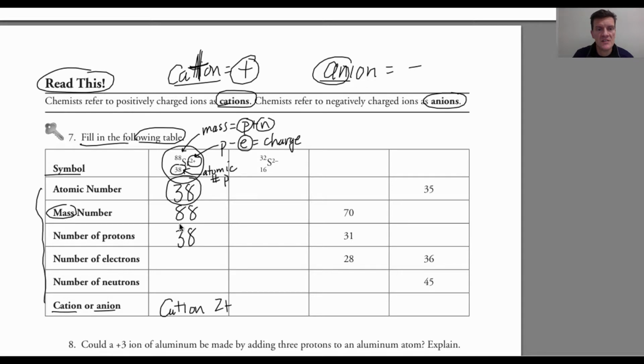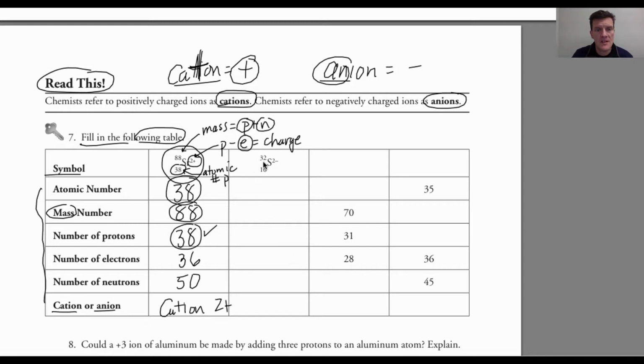Number of electrons: since 2 plus is our charge, we have 2 more protons than electrons. If you have 2 more protons than electrons and the number of protons is 38, then the number of electrons must be 36. The number of neutrons: if the total mass is 88 and the number of protons is 38, then you must have 50 neutrons. Now you try. If you haven't already, you can pause the video right here and do the 2nd, 3rd, and 4th columns, and then restart the video and see how you do.